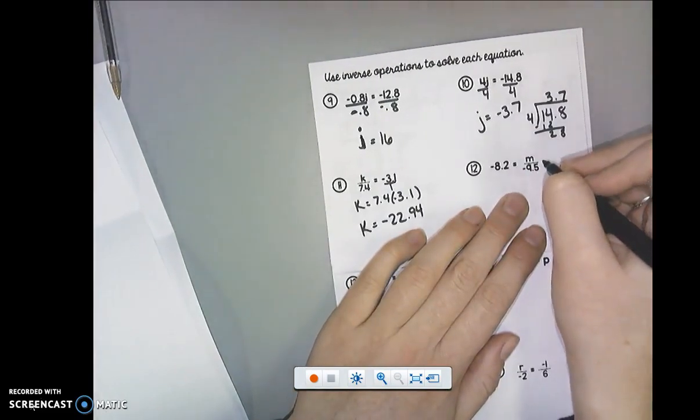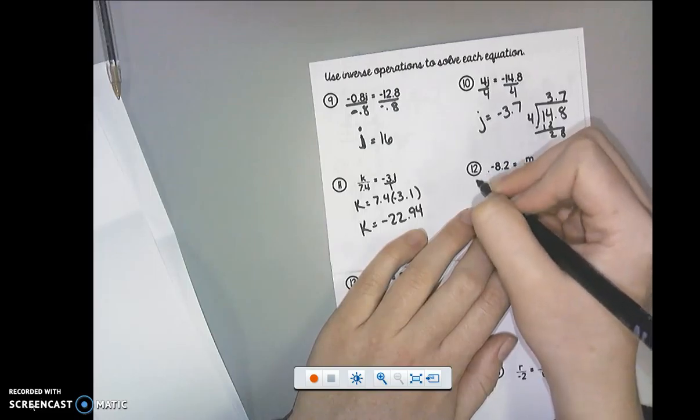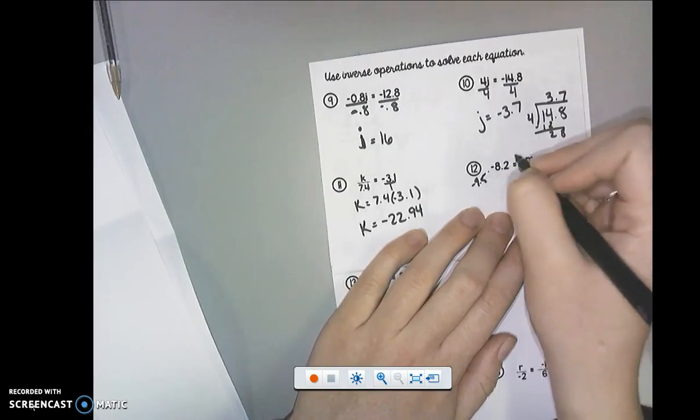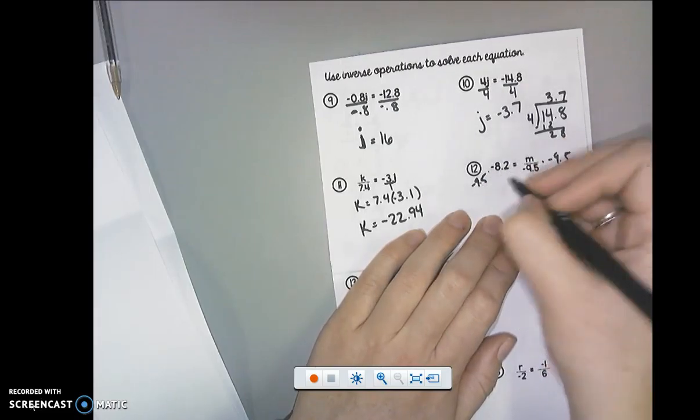Then we want to multiply by negative 9/5. And I'm going to multiply this guy by negative 9/5. Remember, two negatives times two negatives, when we multiply, make positive, so m equals 77 9/10.